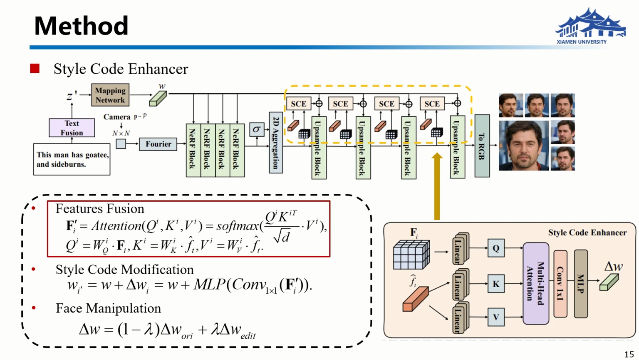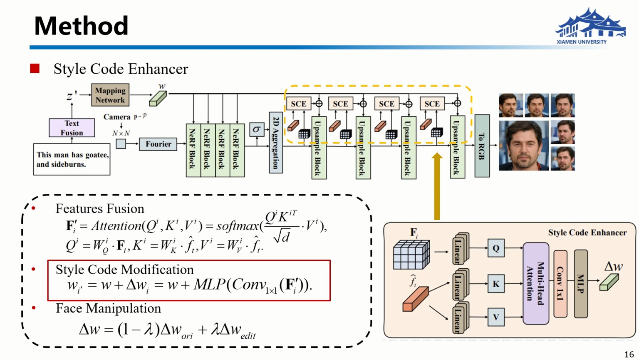Concretely, the style code enhancer at the i-th upsample block will first fuse the input image features with the text feature via cross-modal attention. Then, this fused feature is used to predict the offset of the style code W, and the newly updated code will be used to modulate the current upsample block. Equipped with the style code enhancer, E3-FaceNet can better embed fine-grained text information into the rendering process, as it refines and augments missing semantic information based on both the given text and the intermediate visual features while maintaining the image quality.